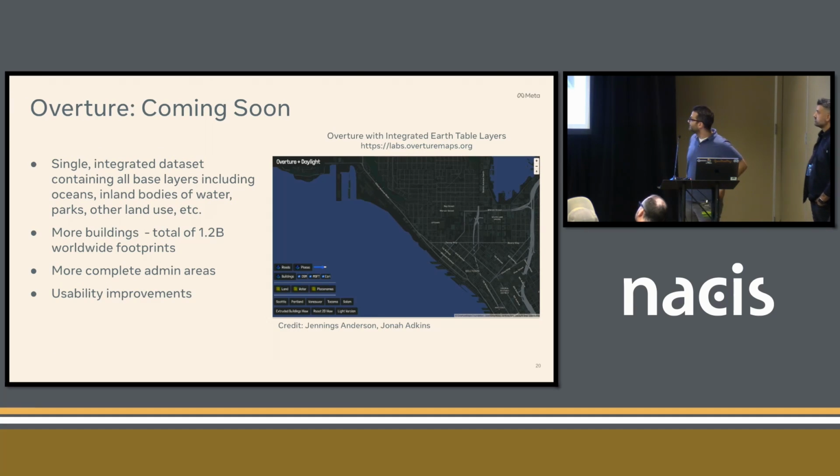So coming soon, I mentioned we just had those 4 layers before. We're filling in the rest of everything you would need, what we call the base map or the base theme. That gives you things like the water and the parks and the beaches and everything else you need to build a complete map. So that's coming soon. We're going to have more buildings, so a total of 1.2 billion worldwide building footprints, more complete administrative areas, usability improvements, and things like that.